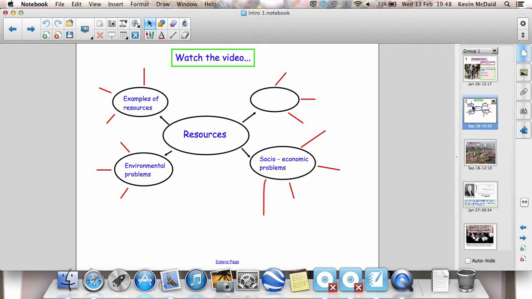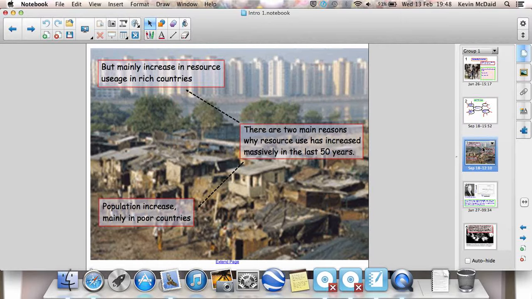There are some solutions: sustainable energy use, sustainable resources, recycling, reusing. There's a whole dearth of information about these things that we'll be going through in this unit. Now, the two key reasons why resource use is increasing. Firstly, because of population increase, just generally, as we saw in the last unit, particularly in LEDCs, in poor countries, but also because in MEDCs we're simply using more resources. Why? Because we can afford to.